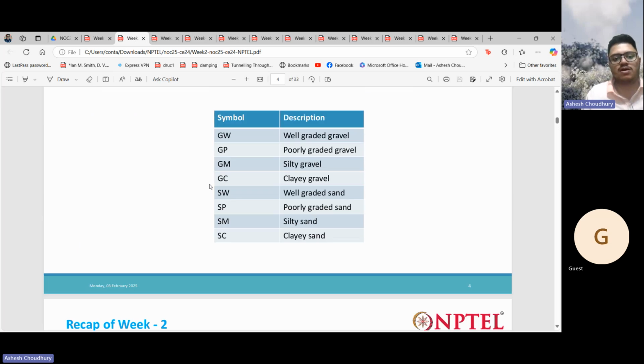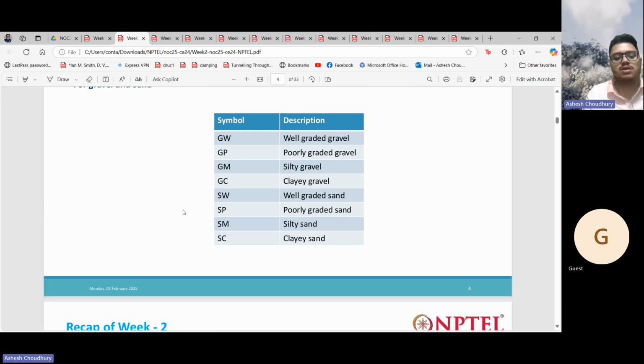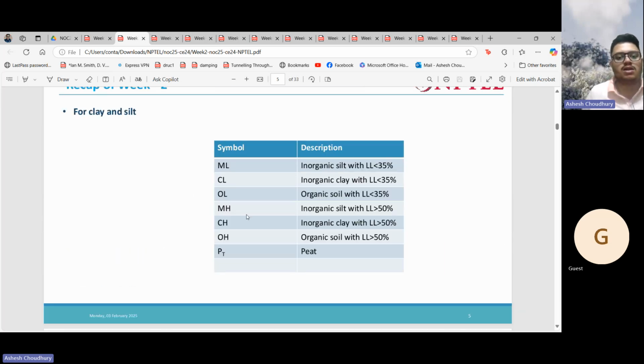Okay, so these are for the coarse grained soil. Then for the fine grained soil, we have ML, inorganic silt with low plasticity, then CL, OL, MH, CH, and OH.